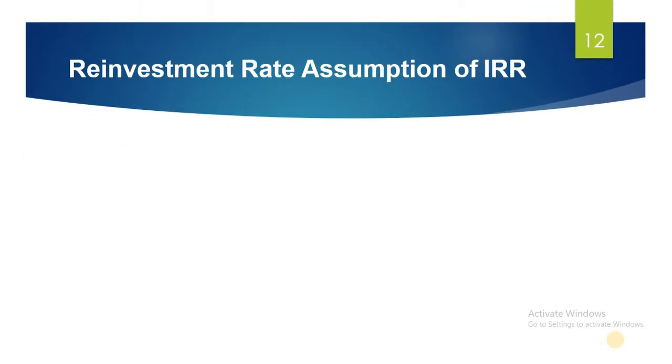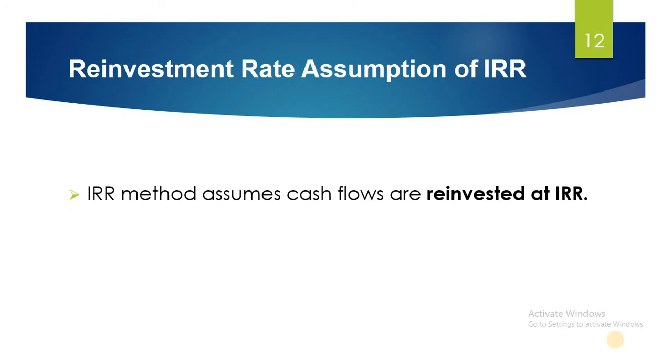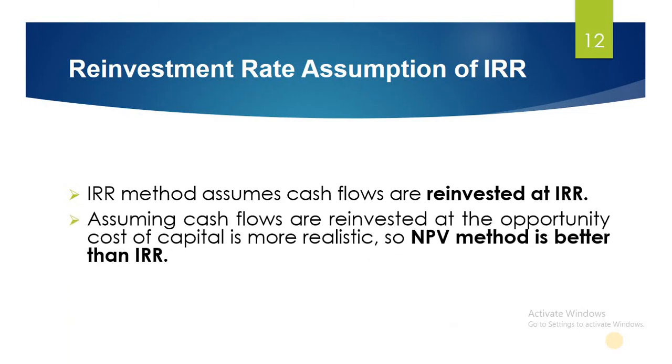Now let's look at the reinvestment rate assumption of IRR. IRR method assumes that project's cash flows will be reinvested at the internal rate of return. That means the calculated internal rate of return. And because of this assumption, NPV method is better than IRR because it is more realistic to reinvest cash flows at the opportunity cost of capital, or simply the discount rate. So the reinvestment assumption of IRR is unrealistic.